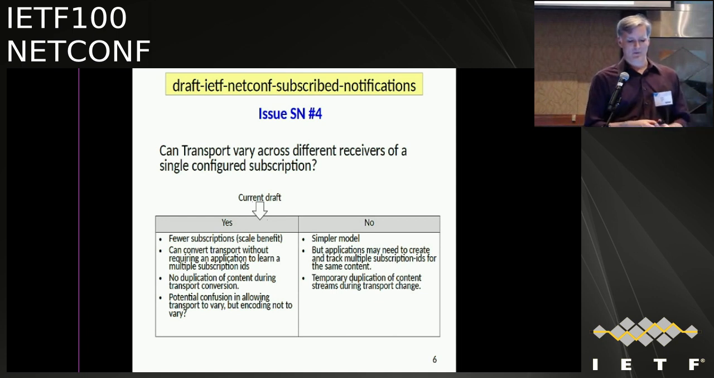Now, the current draft has that as a benefit, but it is also possible to not allow transport to vary by receiver. This makes for a simpler model, but it does have extra complexities on the application side. I did send a preview of this issue out to people on the list. There have been 1 or 2 emails back on it. What we're trying to do is just get an idea of whether people are fine with the transport varying by receiver, or if they want to make sure that you have a different subscription and only one transport for a receiver.